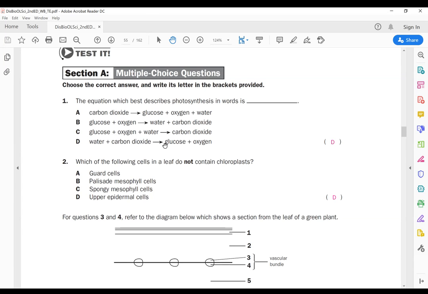So let's move on to the MCQ. Okay, the MCQ for question 1, right? The word equation: you will have water and carbon dioxide as the raw materials, and photosynthesis will give me glucose and oxygen. So the first answer is D.